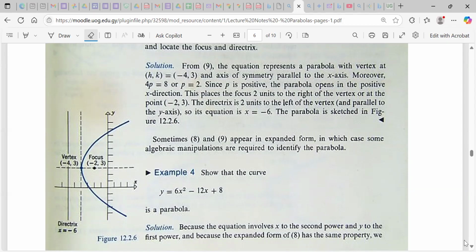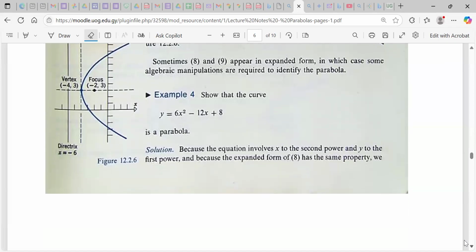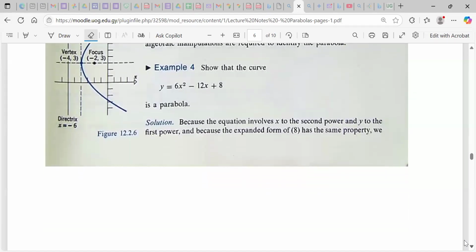Good. So look at this one. Another example now, Example 4 I'm pointing to. You have a curve here, y equals 6x squared minus 12x plus 8, which is a parabola. Well, you know that from high school.